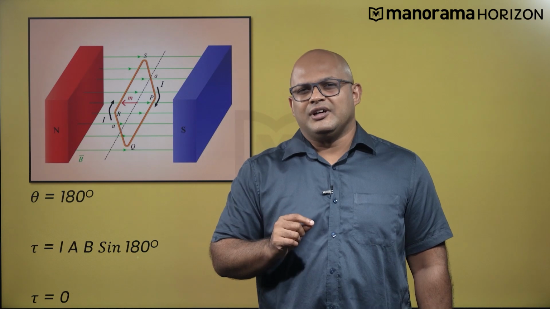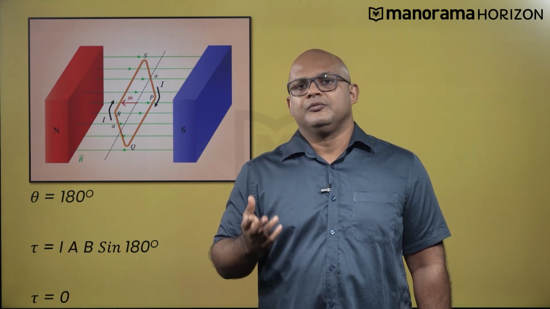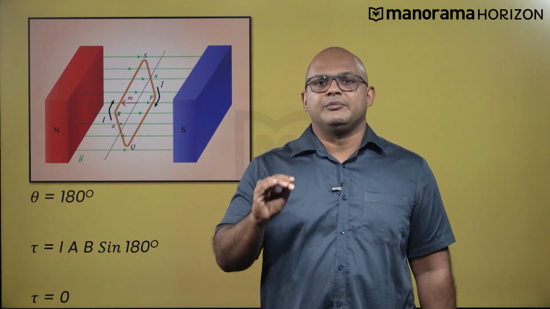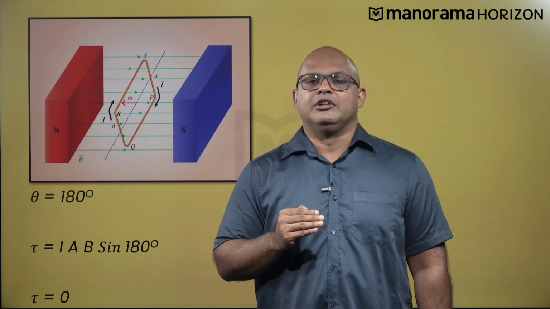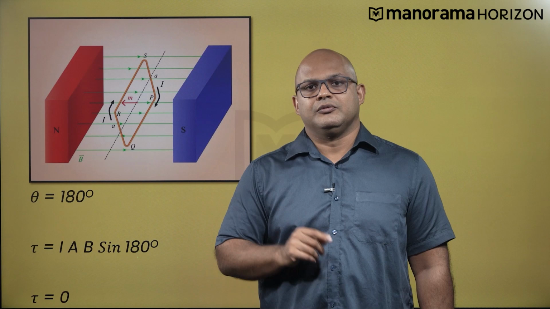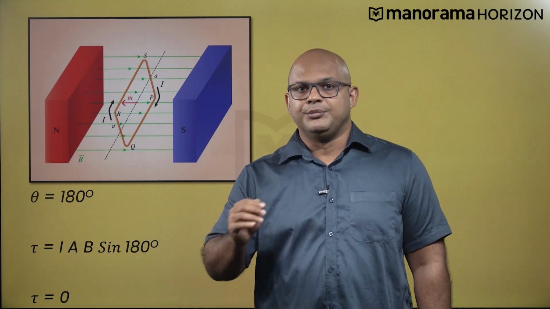But you could ask, how is this different from the earlier case where theta was 0 degrees? Well, unlike that case, at this time, the system is in a very unstable equilibrium, which means that even the slightest disturbance to the system will cause it to rotate back into its stable state, to its equilibrium state.